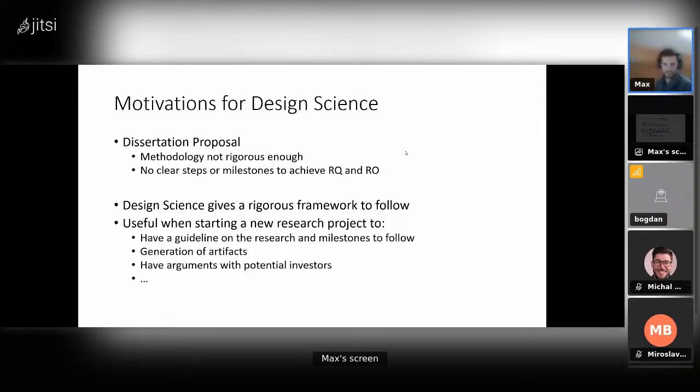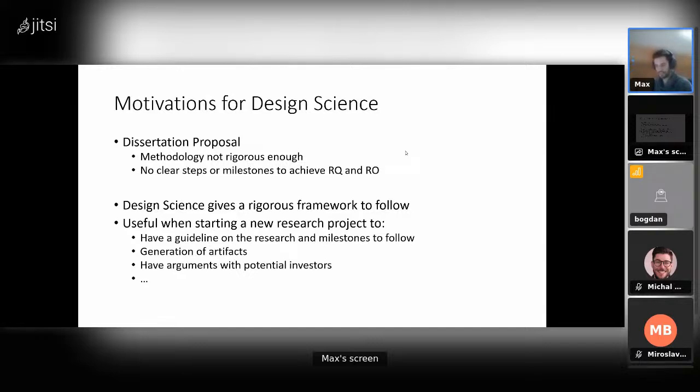I know that in this introduction I really use very simple examples, but the idea behind this is really to have some support and a methodological framework to help you during your research. In my case, it was for the thesis. It can be for any paper or any new research project that you would have, where this design science methodology could be useful.